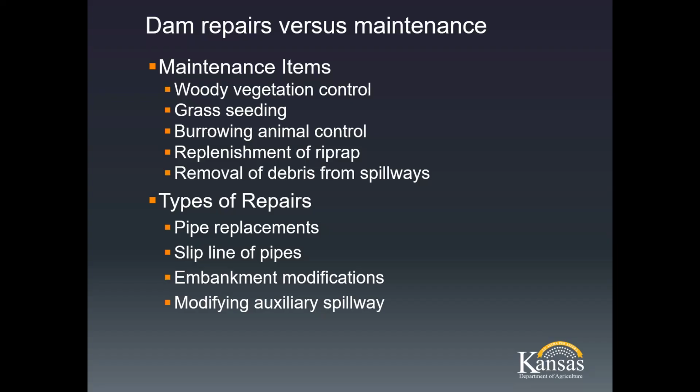Types of repairs that do require a permit are pipe replacements, slip line of pipes, and embankment modification. So if you're going to raise the embankment of the dam or lower it, or modify the auxiliary spillway, what we also call the emergency spillway, so that the water flows out in an emergency more effectively.